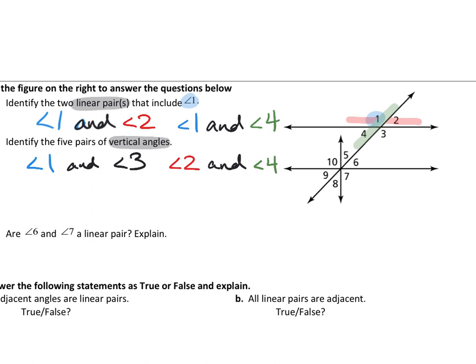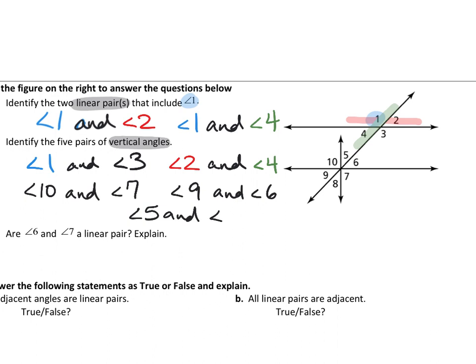What about with this part, with all these things happening? What is vertical to 10? 7. So we're going to write that pair down as well. So angle 10 and angle 7. What would be vertical to angle 9? And angle 6. Good. There's 1 left. What two numbered angles am I missing? Angle 5 and angle 8.